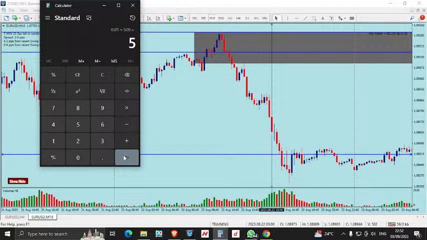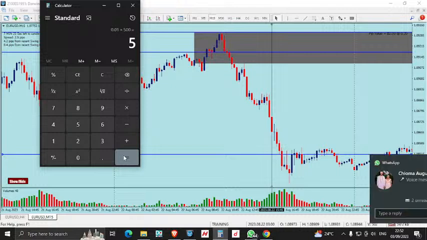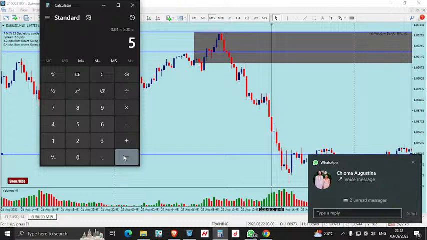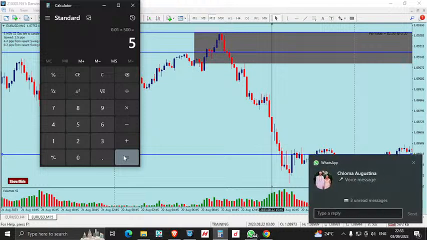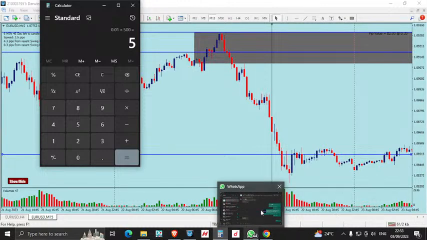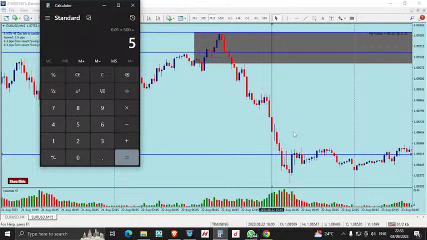But if you have like $100, you are supposed to trade only 0.01. If you have $1,000, you can trade 0.1. If you have $10,000, you can increase it to 1 full lot size. Any other question? Sorry, let me respond to somebody. Hope I've answered the question.